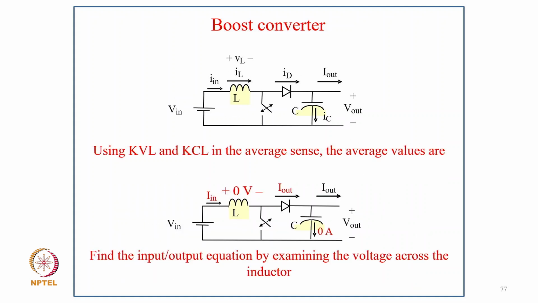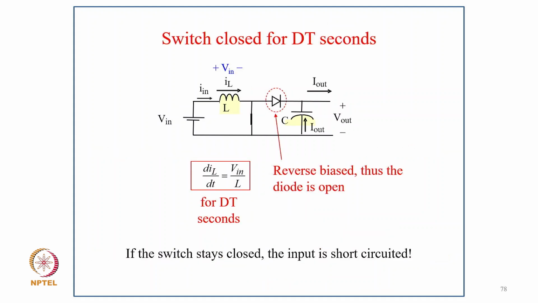These are the precautions. Now, using KVL and KCL in the average sense, the average inductor voltage is 0 and the average capacitor current is 0. That is what we normally consider in ideal conditions. So we find the input-output relation by examining the voltage across the inductor.